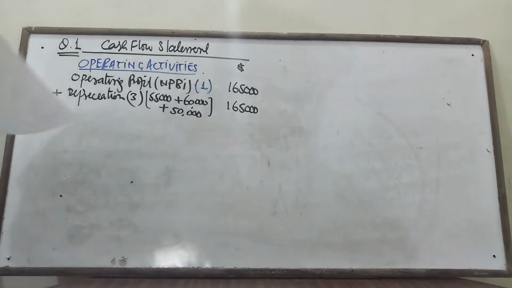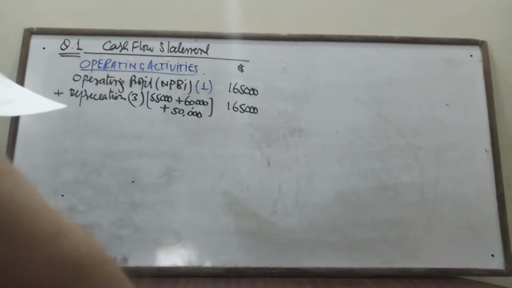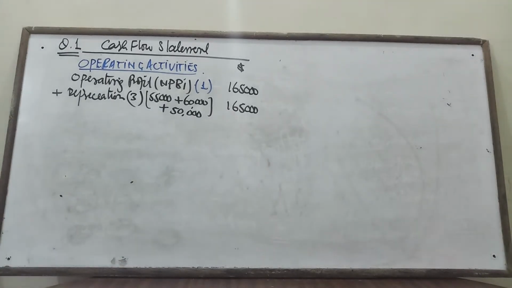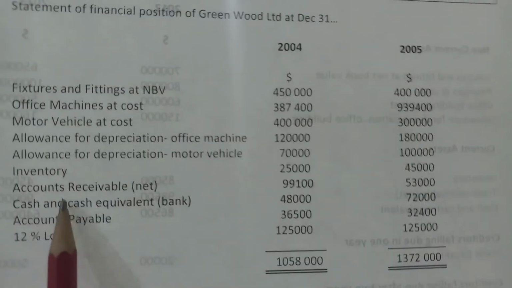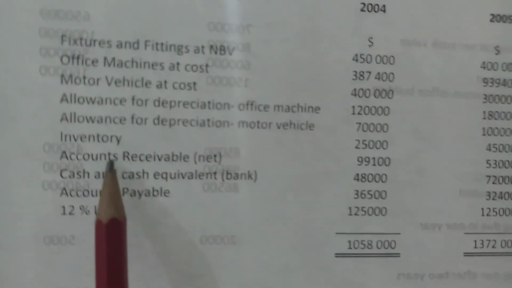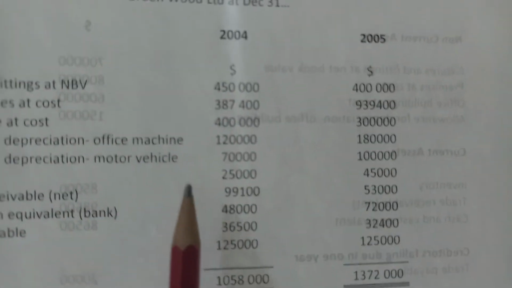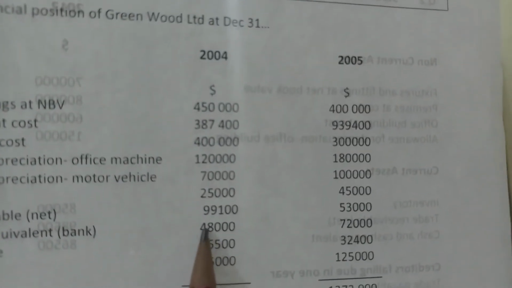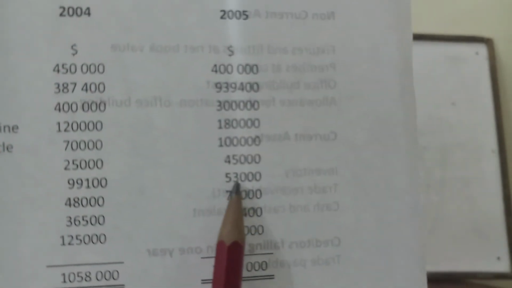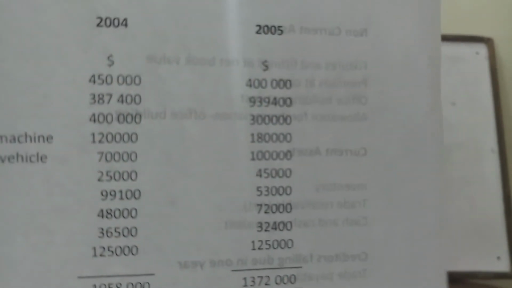After that, we have to consider the increase or decrease in current assets. Now, for this, temporarily, I'm showing this question again to you. This is very important. Look at the account receivable here. Account receivable in 2004 is 99,100, but in 2005 it is 53,000. It is decreased. Decrease in account receivable means cash has been collected from the customer, cash inflow.